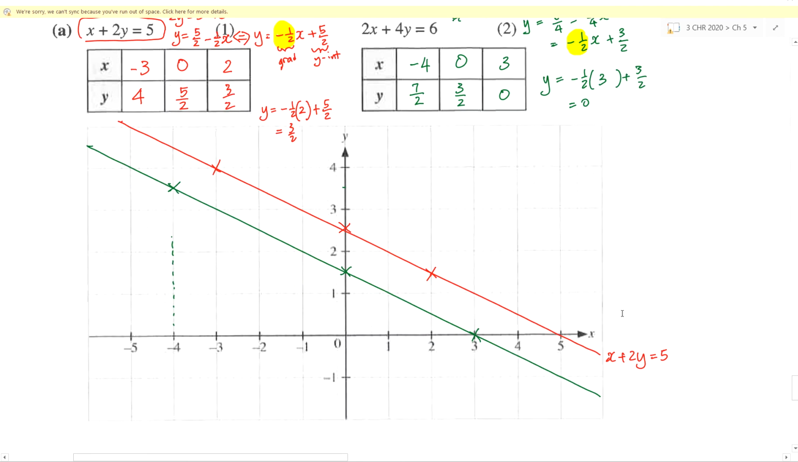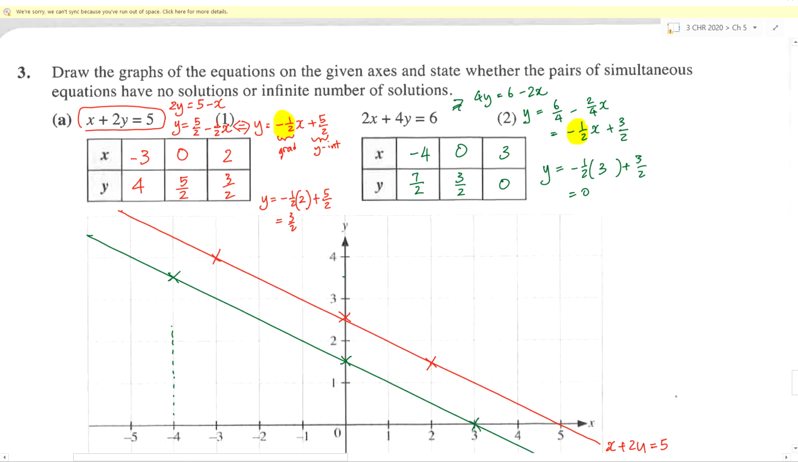As expected, these two lines are parallel. So write down the equation of this graph, 2x plus 4y equals to 6. Now we are ready to answer the question. State whether the pairs of simultaneous equations have no solutions or infinite number of solutions.